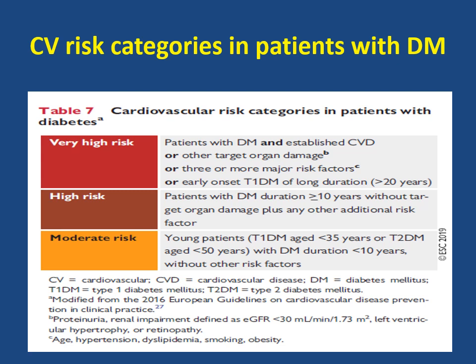The second category is the high risk category, which includes patients with diabetes duration more than 10 years without target organ damage plus any other additional risk factors, 1 or 2 risk factors. The last category is the moderate risk category, which includes young patients with diabetes duration less than 10 years and without other risk factors.